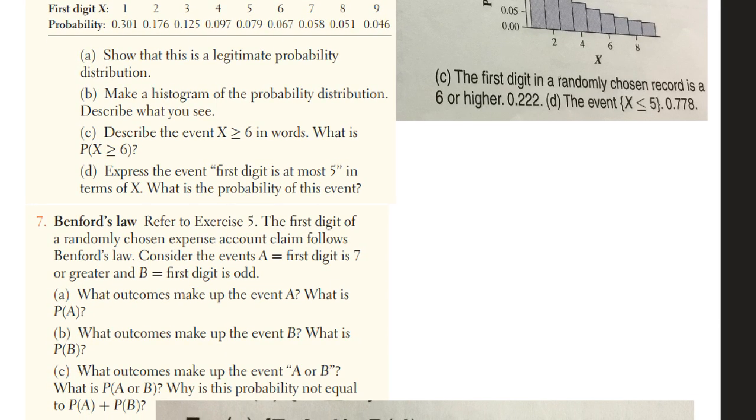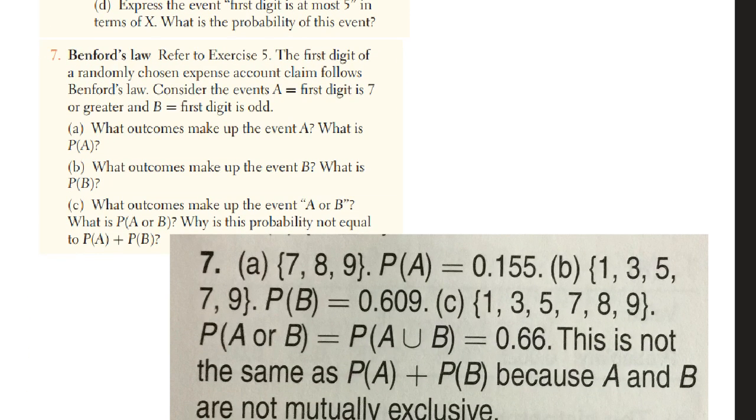Okay, so now same problem, but now we do what outcomes make up A. A is the first digit of 7 or greater. Okay, so that could be a 7, an 8, or a 9. What's the probability of that? You just add the 3. What outcomes make up B? B is odd, so 1, 3, 5, 7, 9. Just add them all up because they're all mutually exclusive. You could just add them.